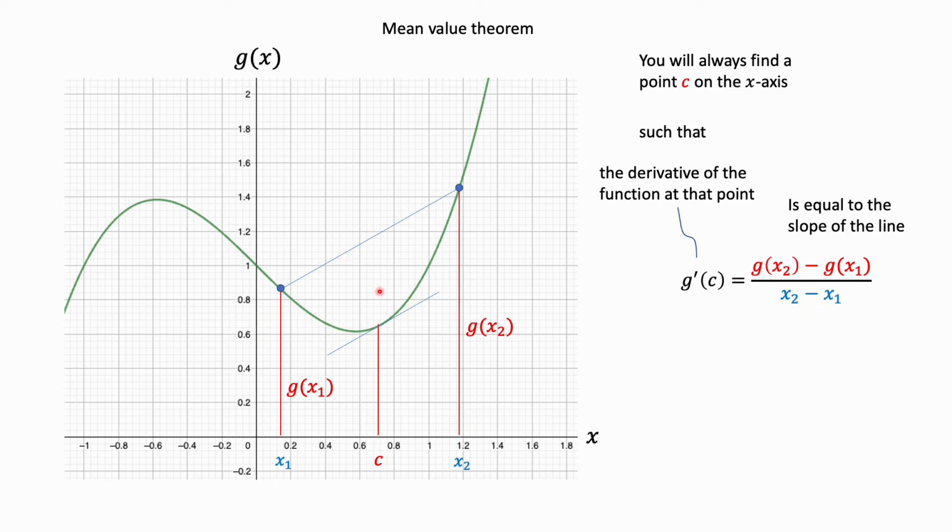It's very clear to see graphically that if you take this line and you want to find the point on this curve where the slope is the same as the slope of this line, clearly it's going to be this point somewhere around here. So the mean value theorem just guarantees that you're always going to find this value c between x1 and x2 such that the slope of g at that point has the same value as the slope of this line.